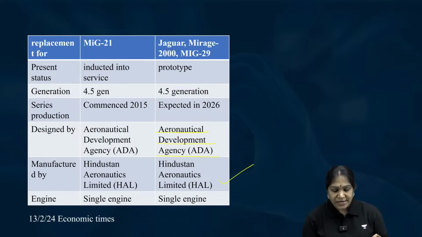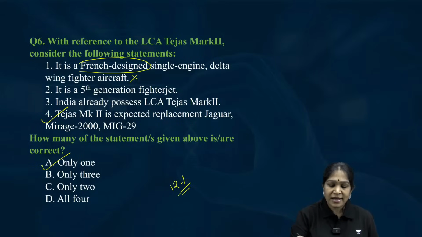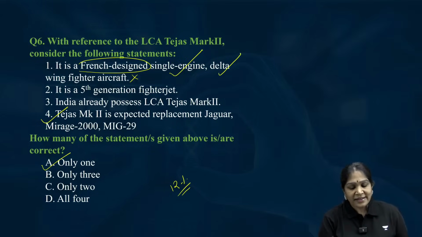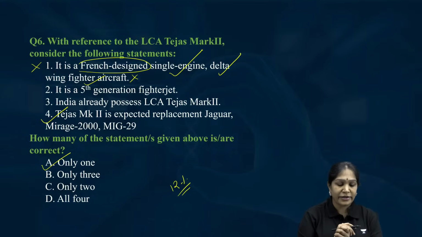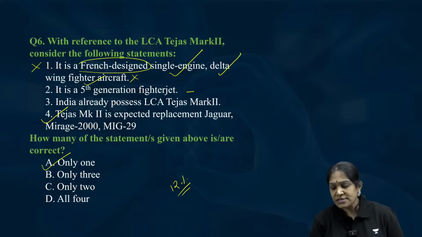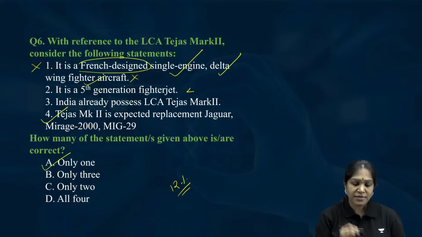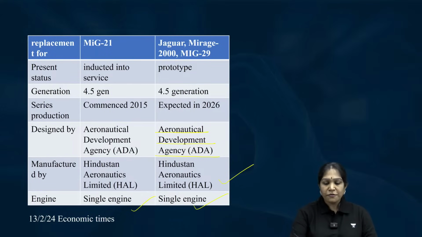And is it single engine? Yes, it is a single engine. So here single engine correct, delta wing correct, fighter aircraft correct. What made this particular statement wrong? French designed made the statement wrong. And is it 5th generation? No, this is 4.5 generation. So this is also wrong. The information is given here.